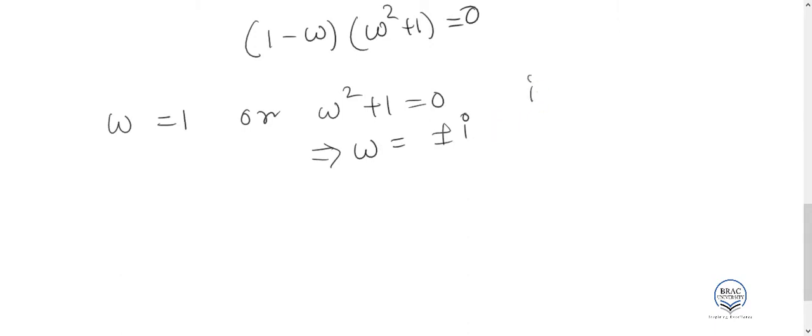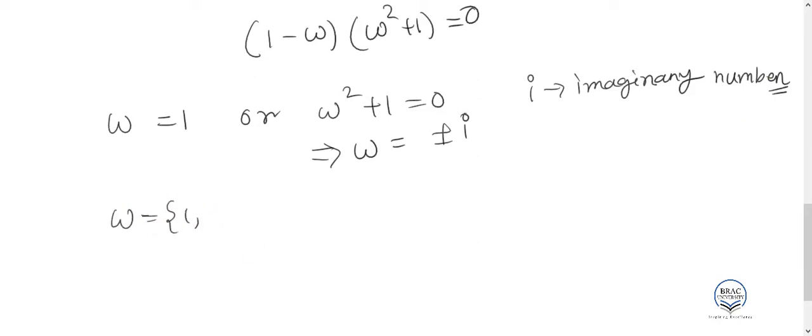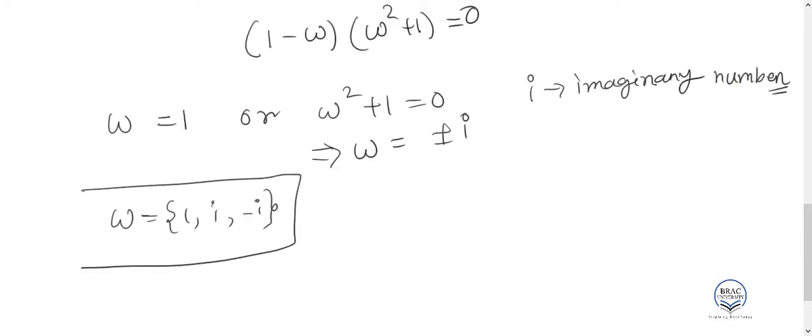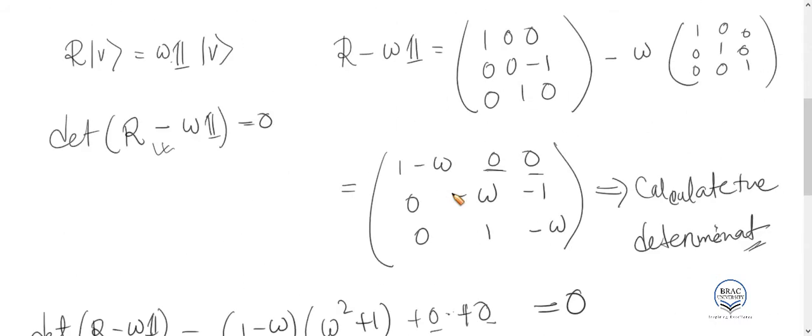This i is our imaginary number. So we have three eigenvalues, that is, omega will correspond to 1, i and minus i. So these are our eigenvalues. And now comes the job of finding the eigenvectors.